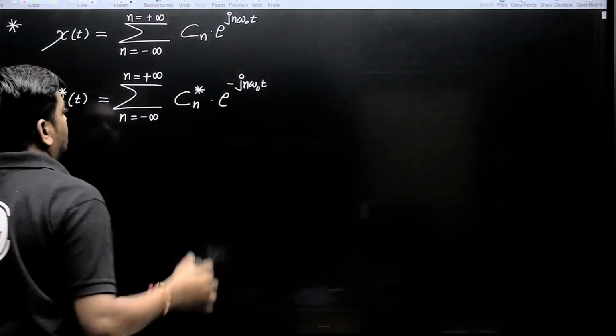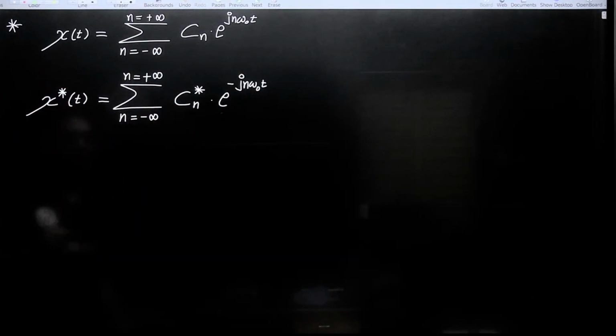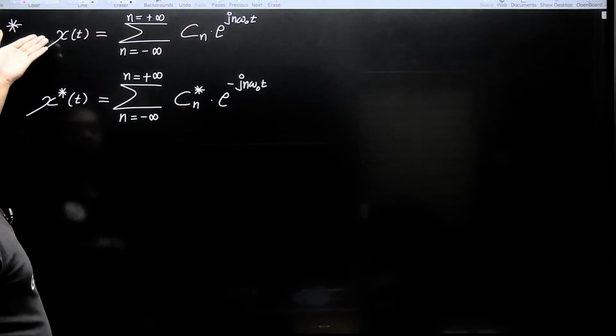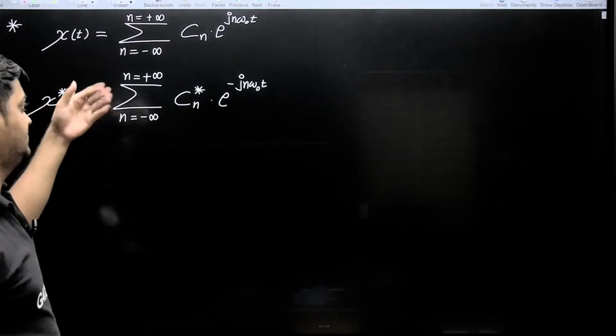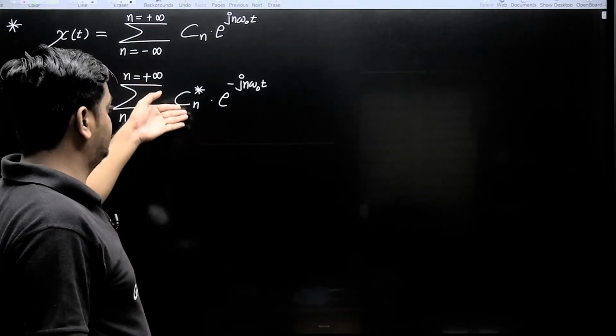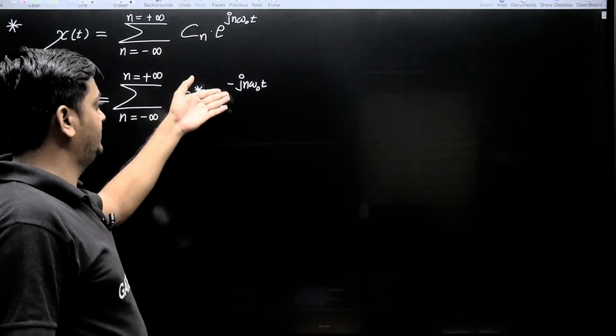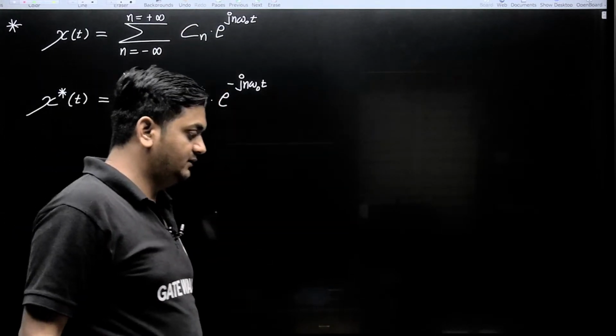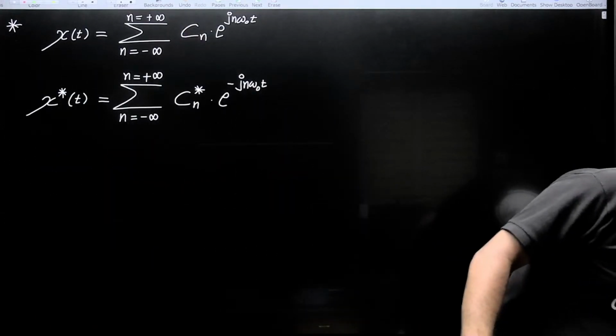Yes or no? Make the conjugation on both sides. As x of t can be a complex value signal, we get x conjugate of t. Similarly, the coefficient can be a complex value signal. So that's why the conjugation of this one is Cn conjugate, and in this one plus j becomes minus j. Correct? Fine. Okay. Now see here.